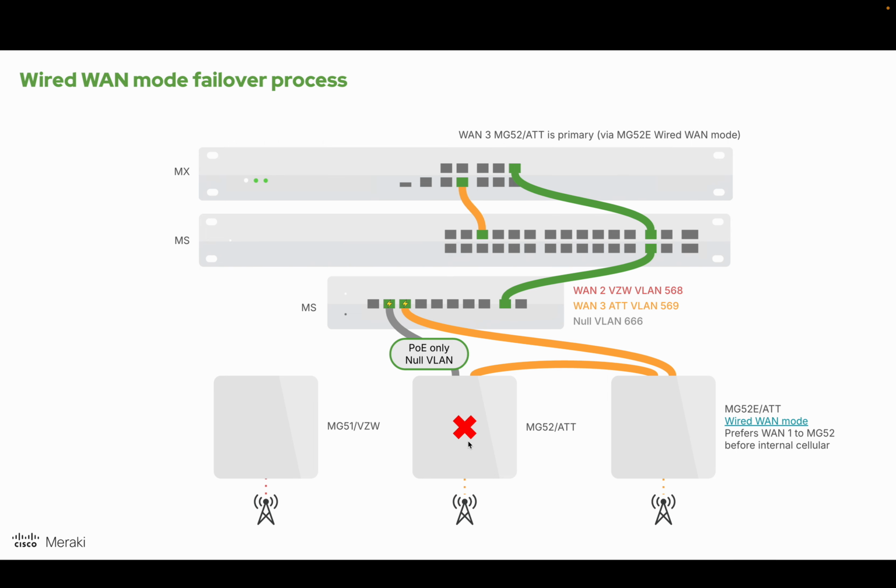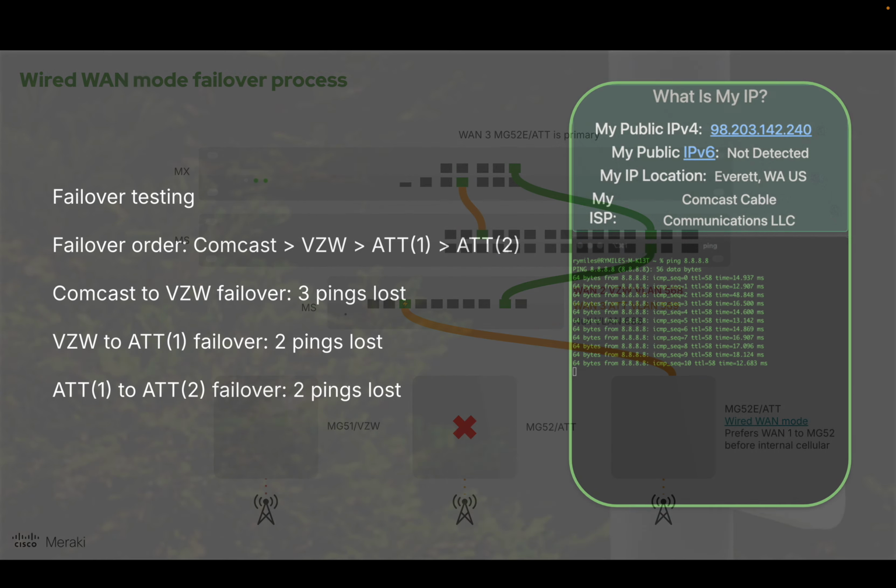And if lastly that one dies, this MG on the far right, running in wired WAN mode, will sense that it no longer has a wired WAN pathway that is valid, and it will fail over to using its cellular connection. This is a pretty complex topology here, maybe a little bit out of the usual, but something I wanted to validate in showing 4-way carrier redundancy.